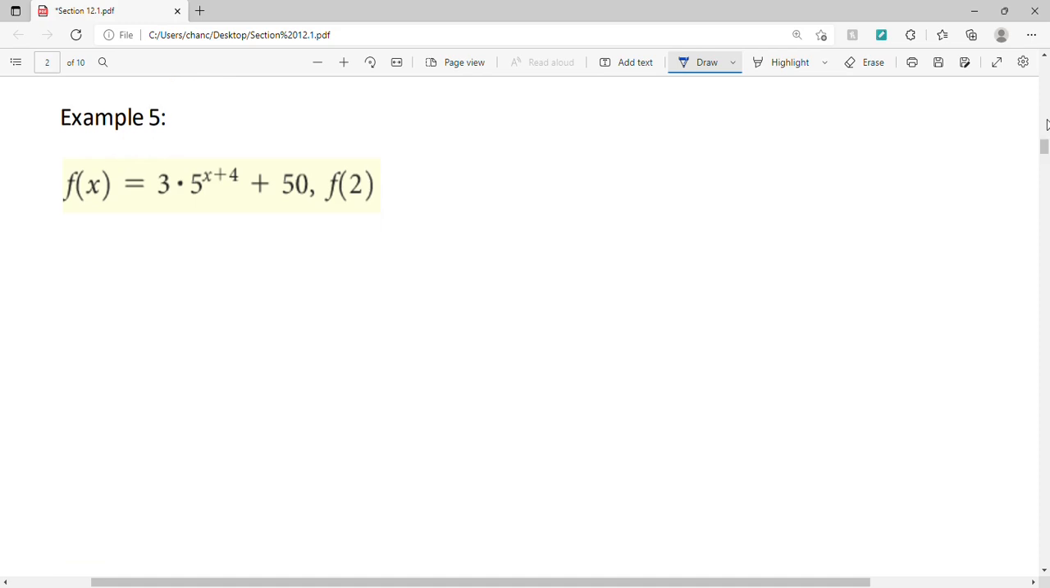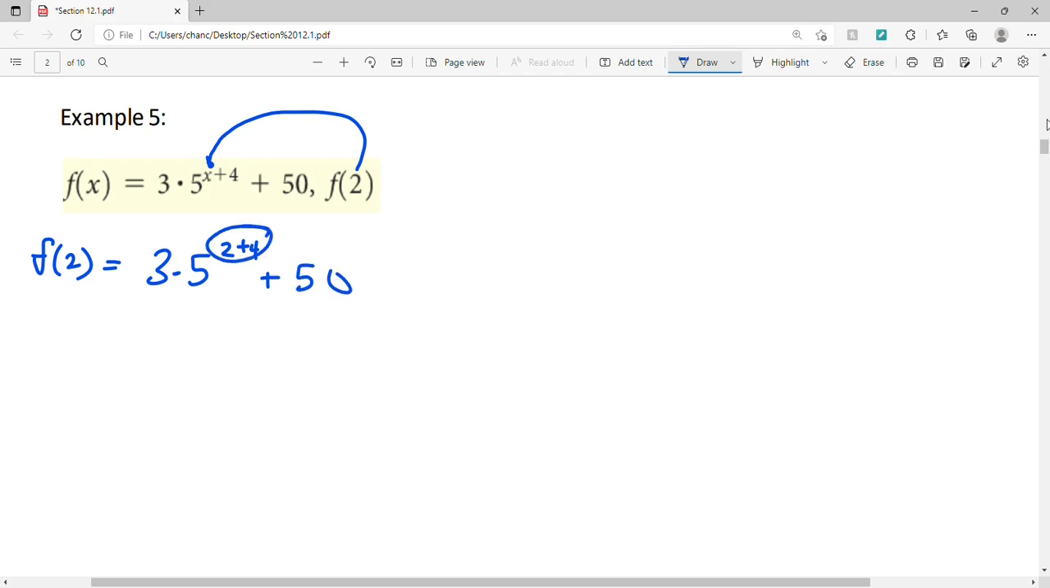A similar process. We always start by writing f of 2. That's what we're substituting into the x. So we have f of 2 equals 3 times 5 squared plus the 4 plus 50. Again, I'll focus on that 2 plus 4 first because that's inside the exponent. This is 3 times 5 raised to the 6th power plus 50. Now we'll have to do the exponent, the 5 raised to the 6th power.